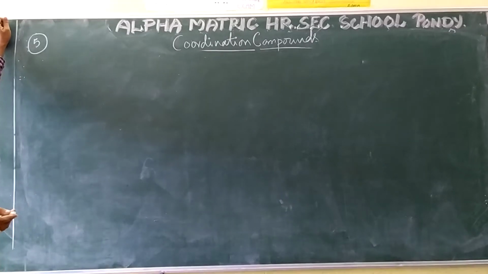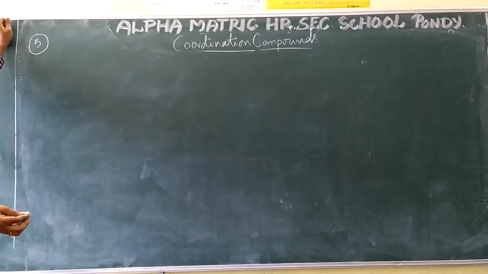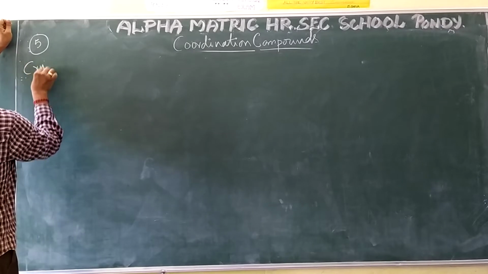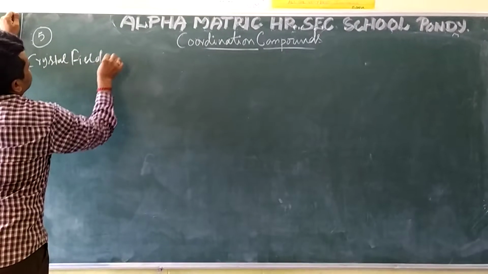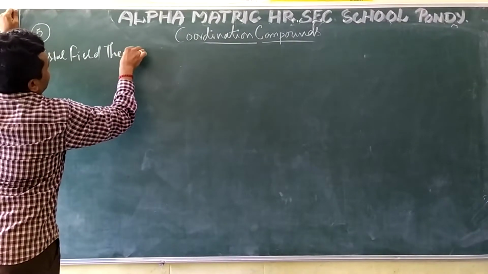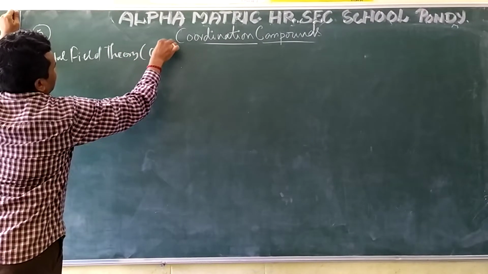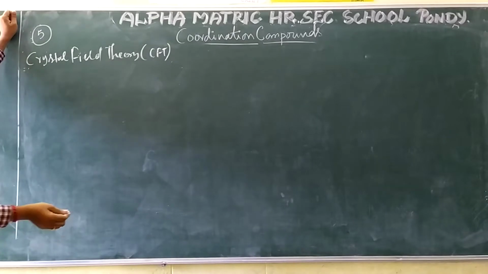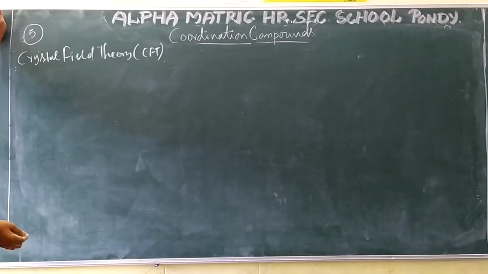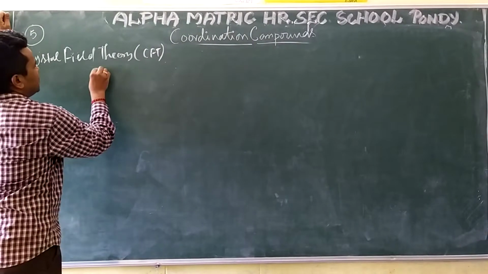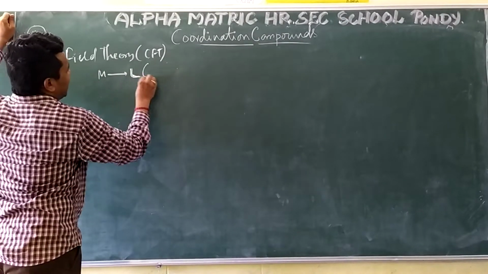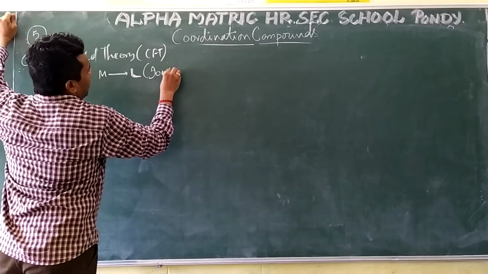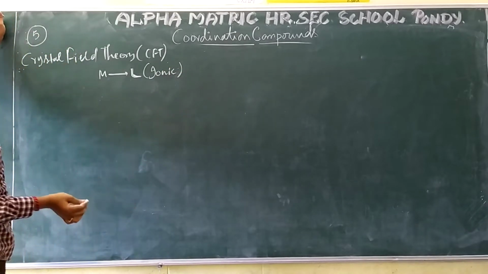Important theory for coordination compounds is crystal field theory. Crystal field theory. According to this theory, the bonds between metal and ligands are considered as ionic bonds.